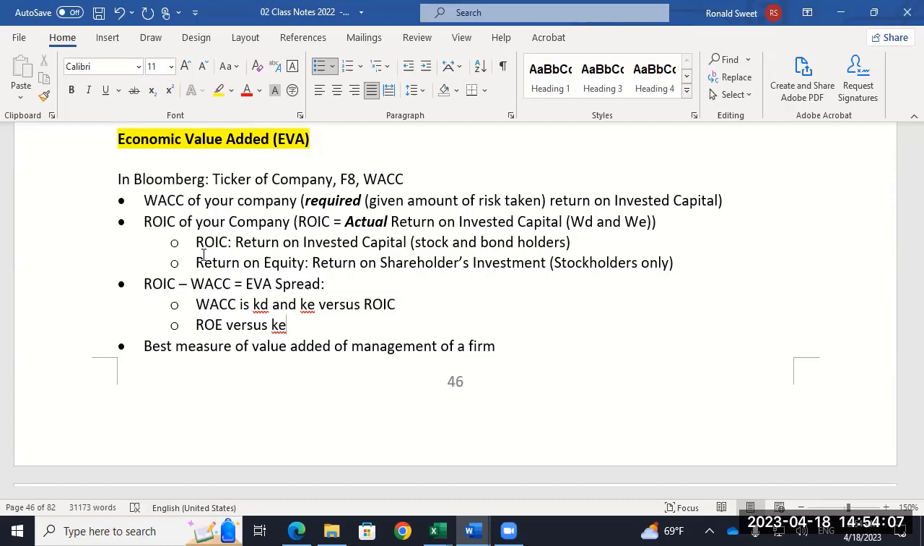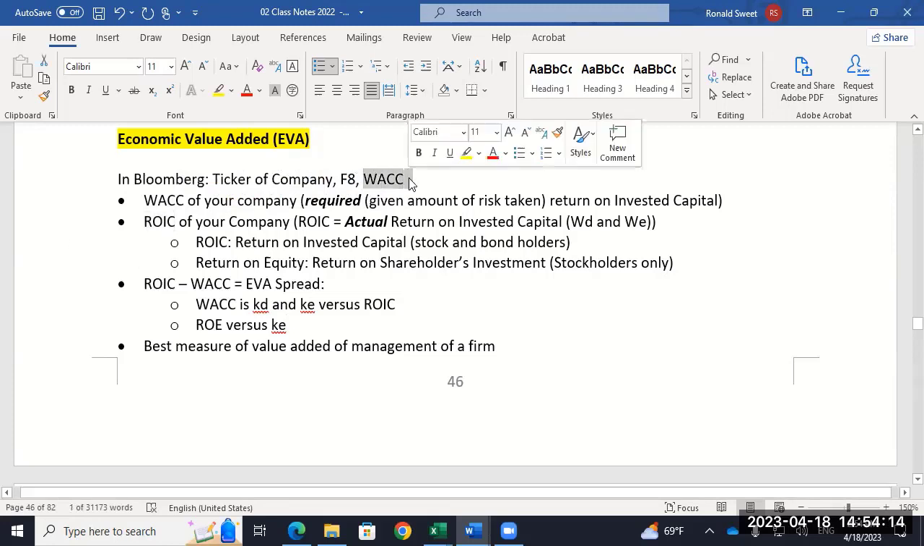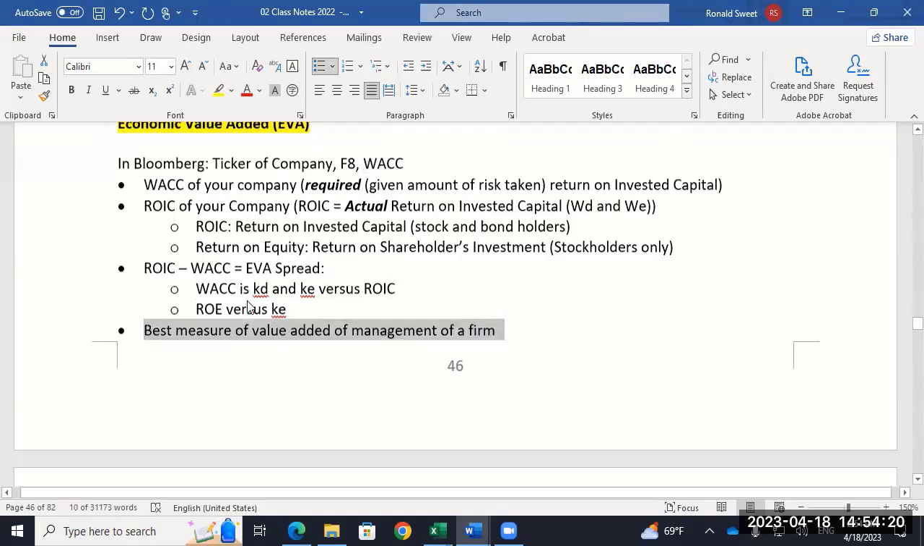So when we look at economic value added, we're looking at how does the firm's return on all of their capital compare to their required return on all capital. And it's the best value measure for a firm. It's a pretty popular concept.